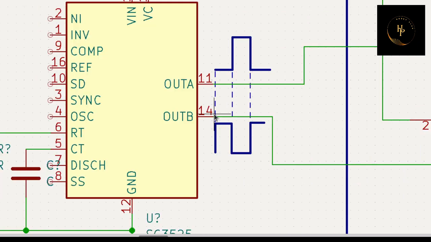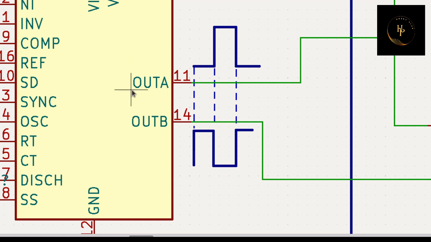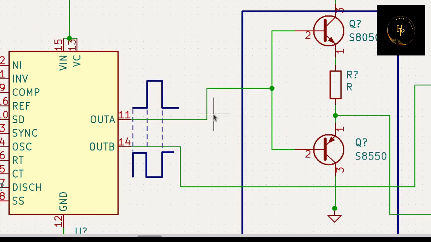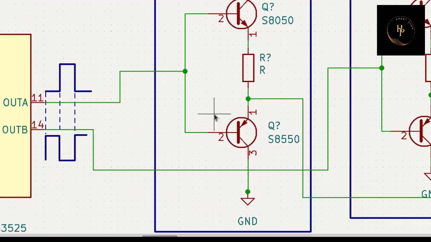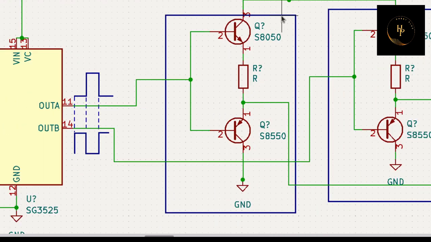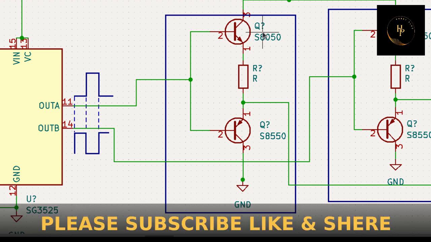Look at this, that is very interesting. That is your output A and that is your output B. When output A is on, then output B is off, and vice versa. So you get a signal in lag and lead. That is your push-pull amplifier, this part and also this part. That is for one channel, and that is for another channel.